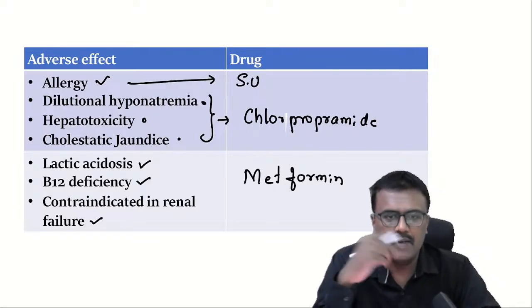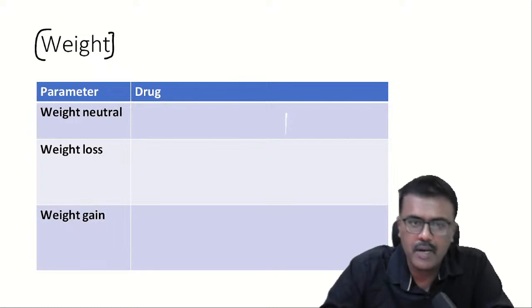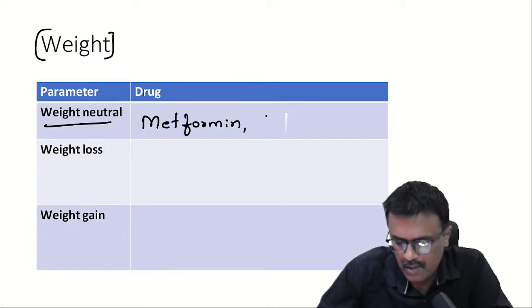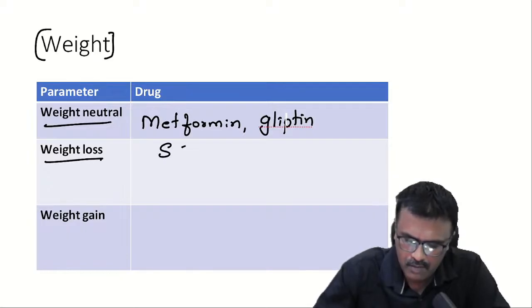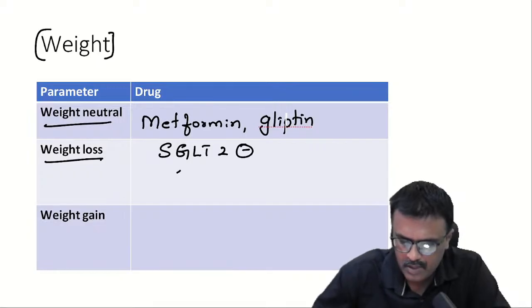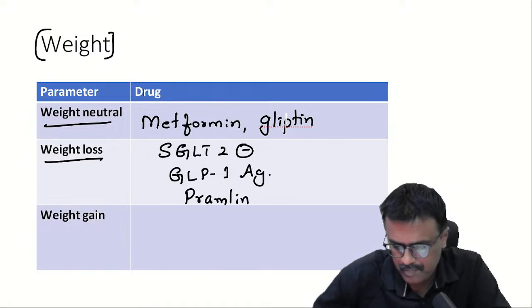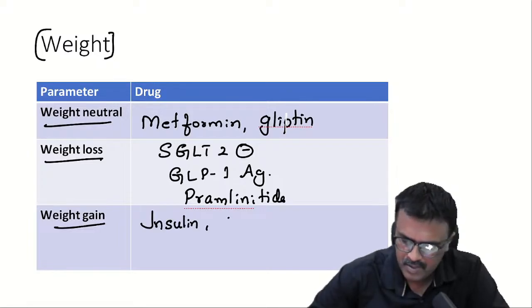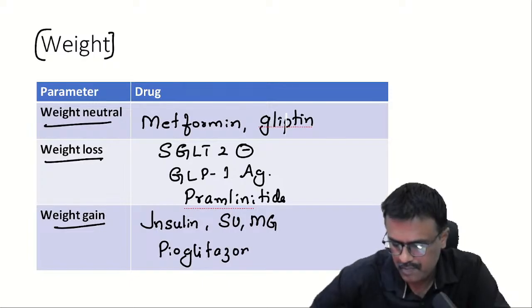So what did we learn from this? We learned the adverse effects and what drug is responsible here. Now coming to the diabetic drugs and the impact on weight. Weight neutral, we have metformin and gliptins, that is DPP4 inhibitors. Weight loss, we have SGLT2 inhibitors, GLP-1 agonists, and a drug called pramlintide. Weight gain, all the old drugs like insulin, sulfonylurea, meglitinide, pioglitazone, they cause weight gain.